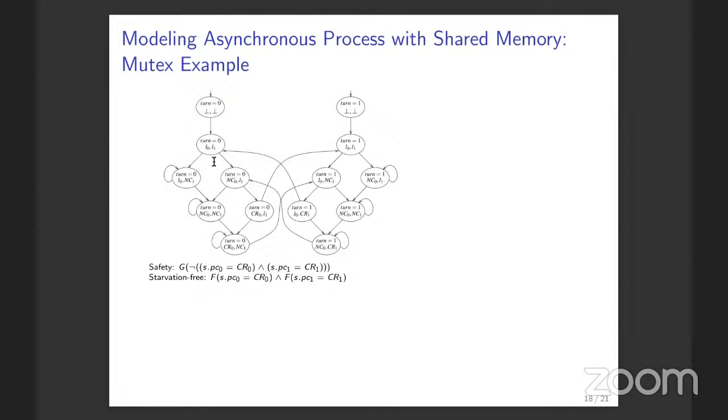So I have the two possibilities. From here, I can either choose to schedule process 0, in which case I'll advance L0. I'm sorry, schedule process 1 and advance process 1 from L1 to NC1. Okay, or the other possibility is I can take the other disjunction corresponding to the case of scheduling the other process, the process 0.